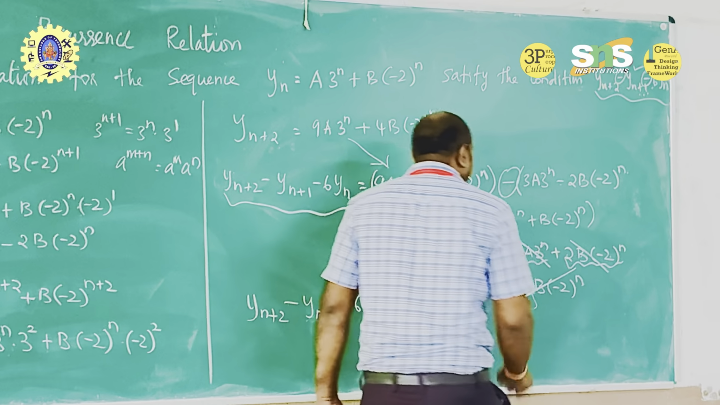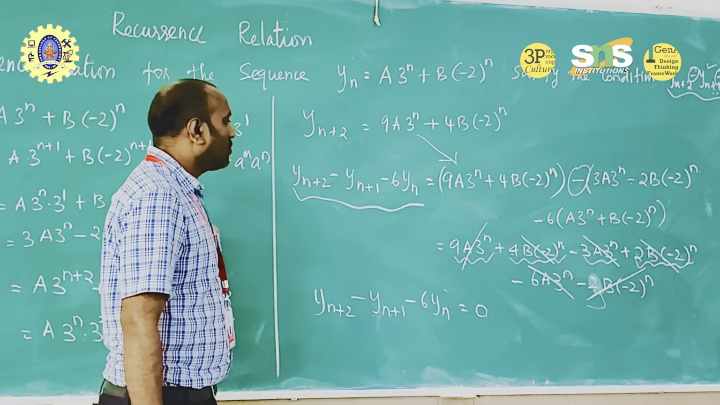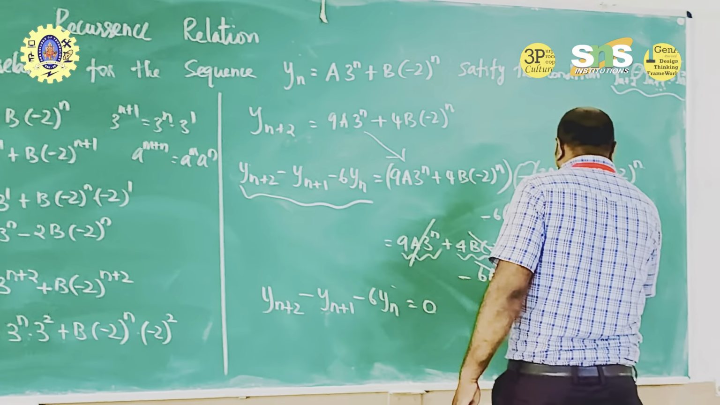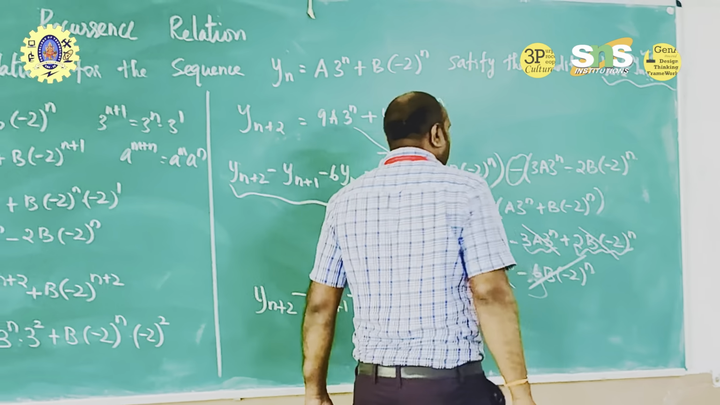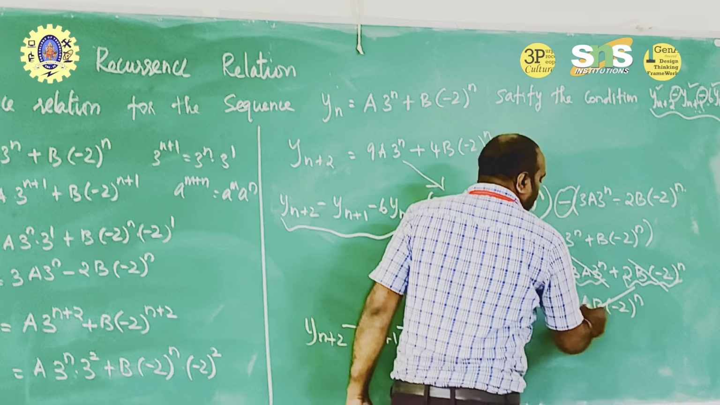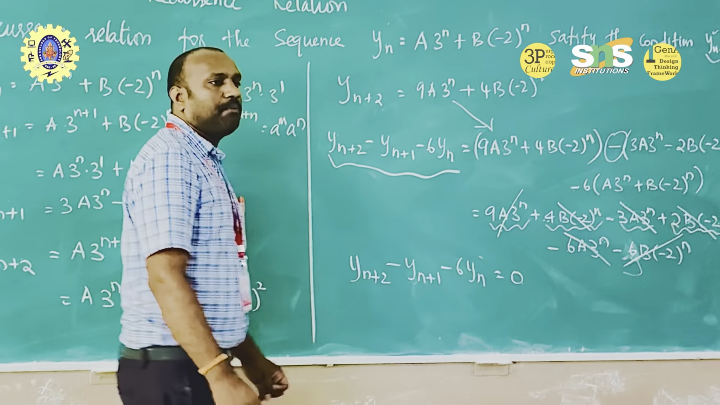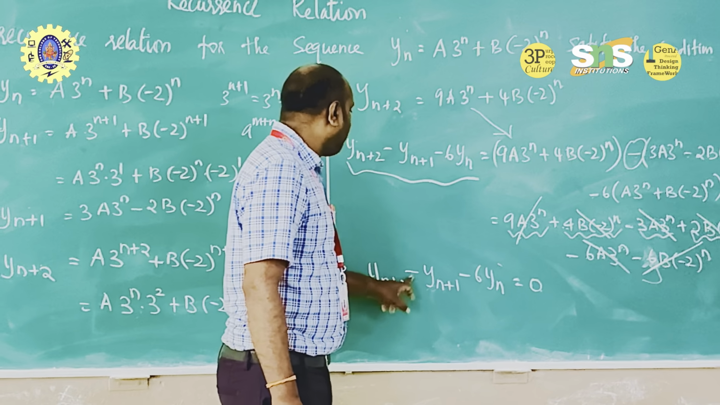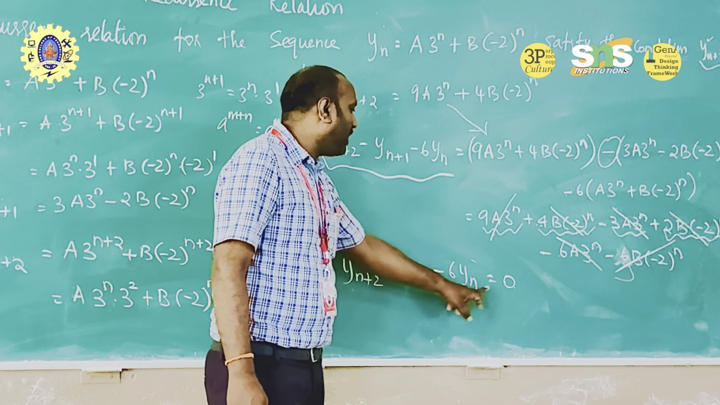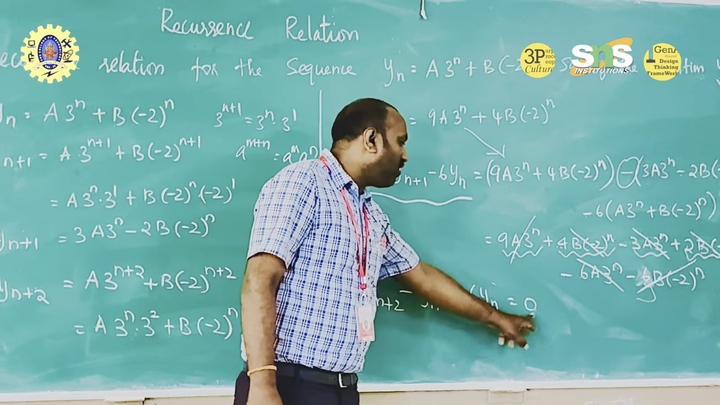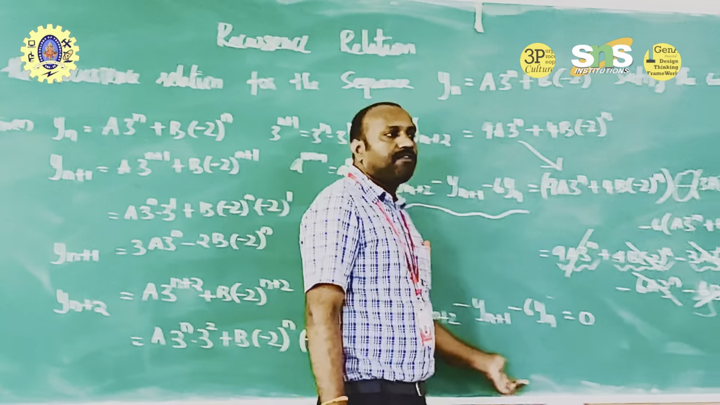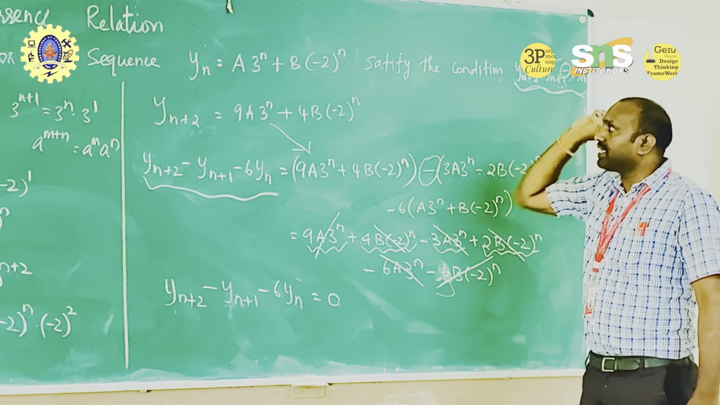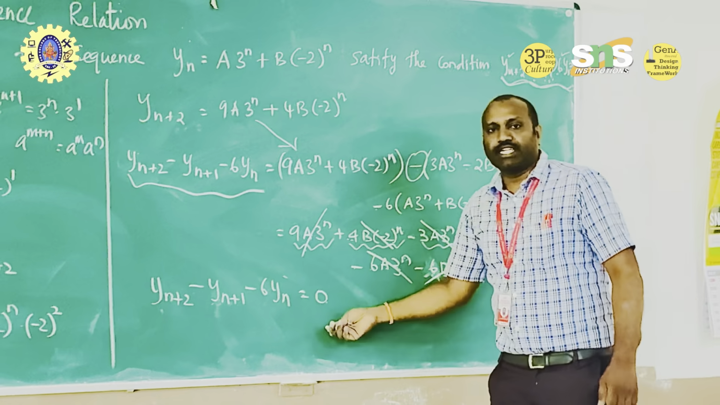Both will be cancelled, because 4 plus 2 is 6, and then minus 6b·(-2)^n. So finally y(n+2) - y(n+1) - 6yn, all the values are cancelled and the value is 0. So the given condition is satisfied. Thank you.